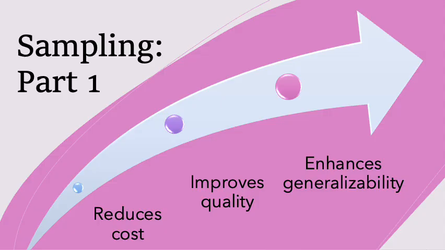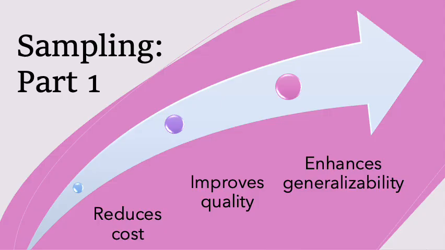And because of the fact that we are inferring, we need to make sure that our sample is representative of our population. Because in evidence-based practice, we need to be considering how the outcomes from the sample might relate to the outcomes for the population. And so when we are sampling, we're using samples to reduce cost. We want to use representative samples to improve our quality and enhance our generalizability.